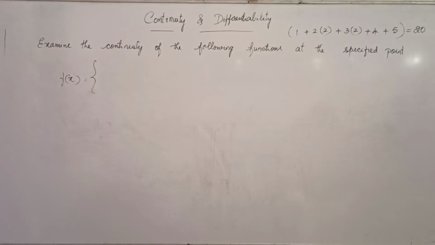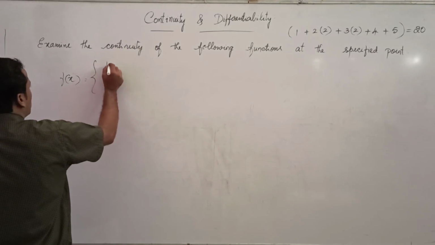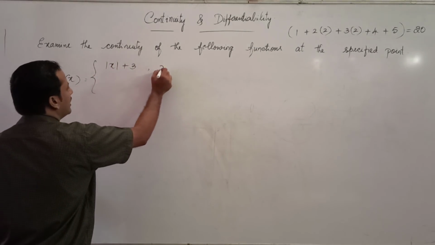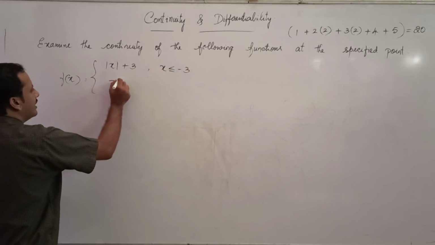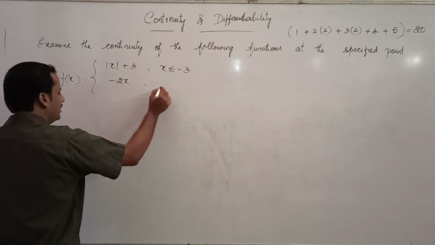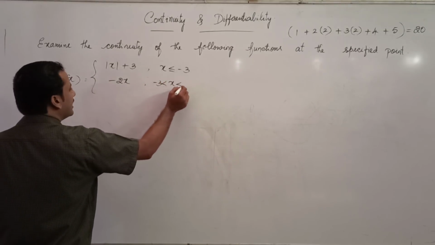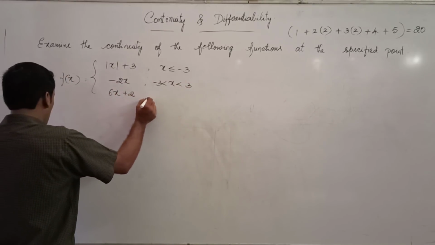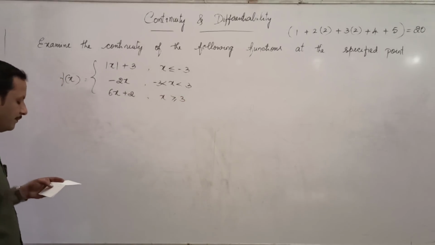Let us look at the next question. F of x is equal to mod x plus 3 whenever x is less than or equal to minus 3, and it is minus 2x when x is greater than minus 3 but less than 3. 6x plus 2 whenever x is greater than or equal to 3.